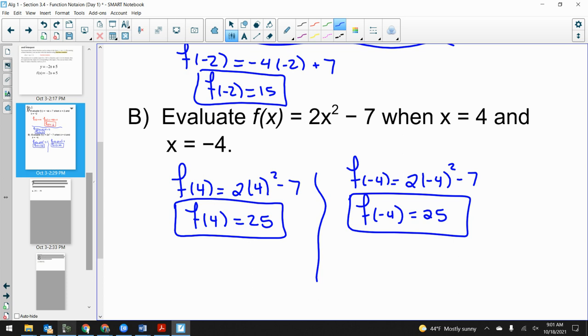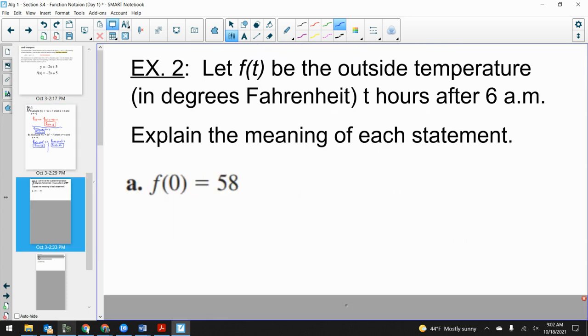All right, so now the next problem is we're going to logically reason through what these notations actually mean. Okay? So let's start with this problem here. Let f of t be the outside temperature in degrees Fahrenheit, t hours after 6 a.m. So we're waking up at 6 a.m. We're going to start our timeline then. And t is the amount of hours past 6 a.m. So whatever goes in that parentheses is the amount of hours past 6 a.m. And whatever it's equal to, the f of t, the f of number, is equal to the temperature at that time.